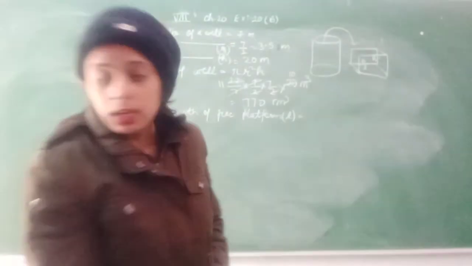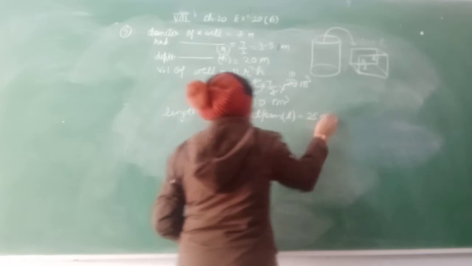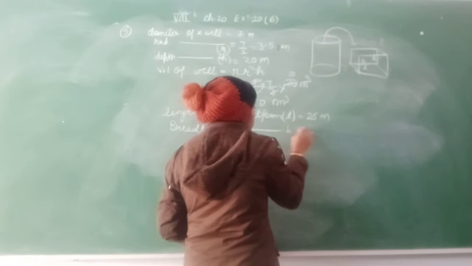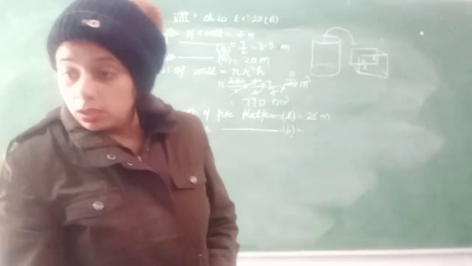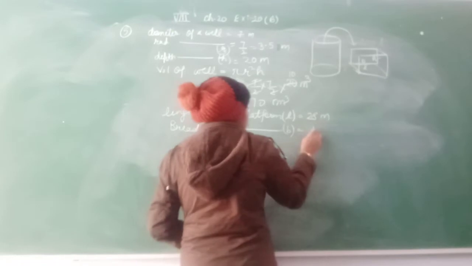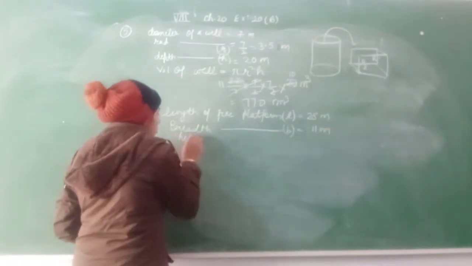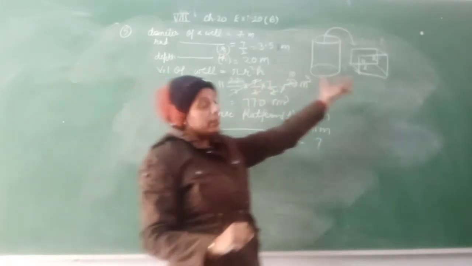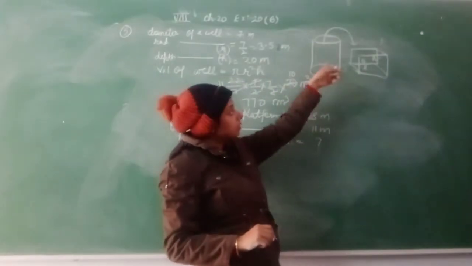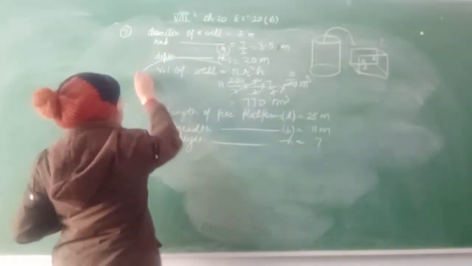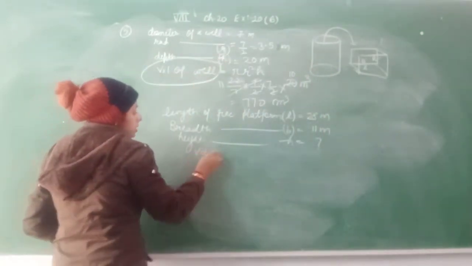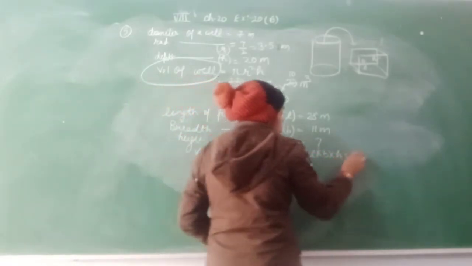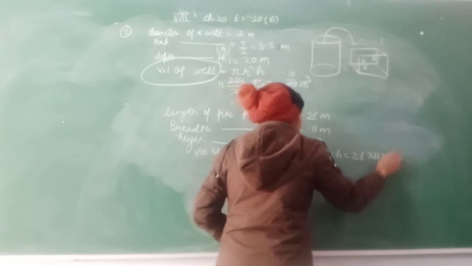So you have to find the height of the platform, where your length is 28 meter and breadth B is 11 meter. As you know that the platform is created by the volume of earth dug out from the well. It means that volume will be equal to the volume of this rectangular platform. So L multiply B multiply H. So 28 into 11 into H is there.